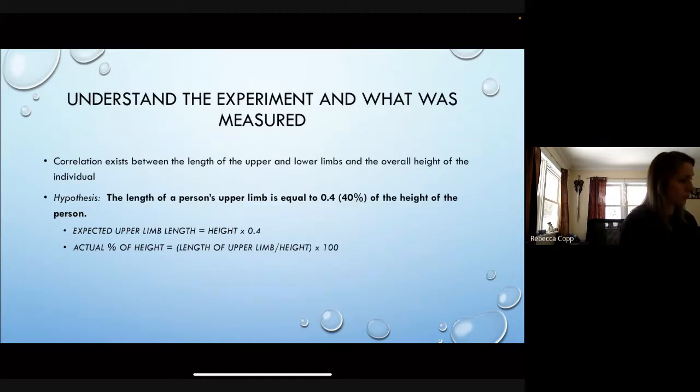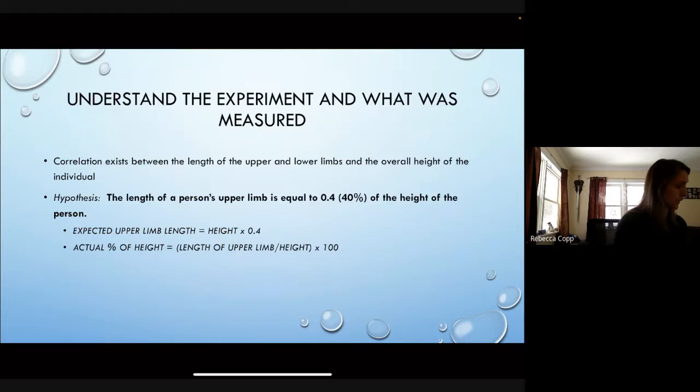You performed an experiment which correlated the length of the upper and lower limbs with the overall height of an individual. You should understand what this experiment was and what you were measuring. The hypothesis for the experiment is that the length of a person's upper limb is equal to 0.4, or 40%, of the height of the person.